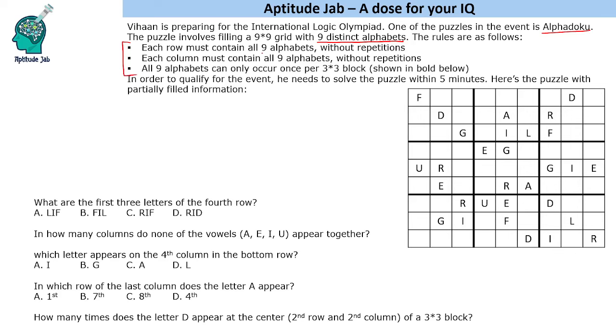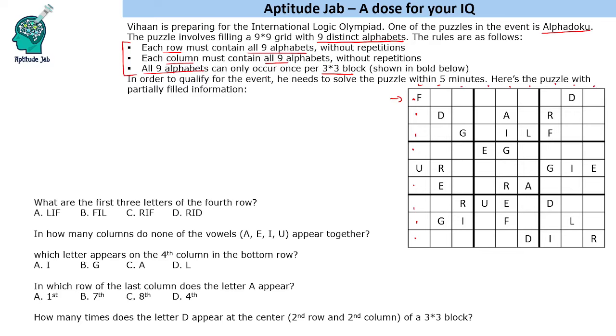Each row must contain all 9 alphabets without repetition. So all these 9 should be unique. Each column must contain all 9 alphabets. So in row, column, all 9 alphabets. So all these 9 should be unique, and all 9 alphabets can occur only once per 3 by 3 block. So we have these 3 by 3 blocks in which you must have all the 9 alphabets. Okay, so if you are aware of the Sudoku rules, then probably you would have understood the problem.